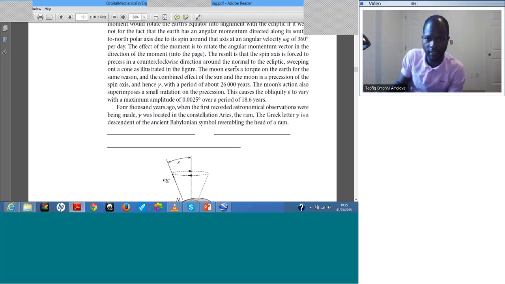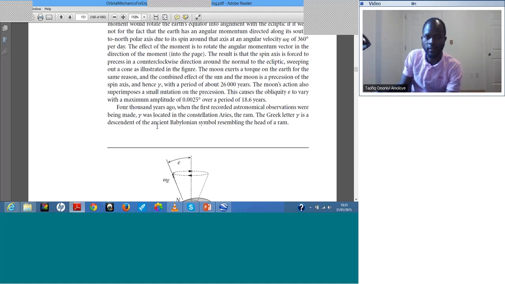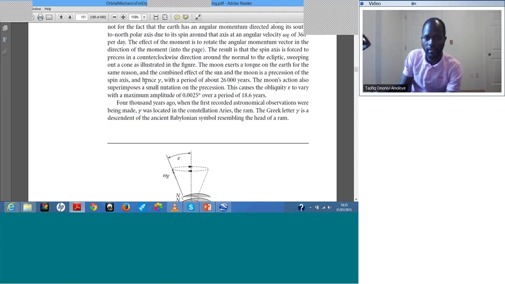The moon exerts a torque on the Earth for the same reason as what we just explained here. And the combined effect of the sun and the moon is a precession of the spin axis, and hence of gamma, that's the vernal equinox line, with a period of about 26,000 years. You might wonder why one wants to be concerned about something that has a period of 26,000 years.